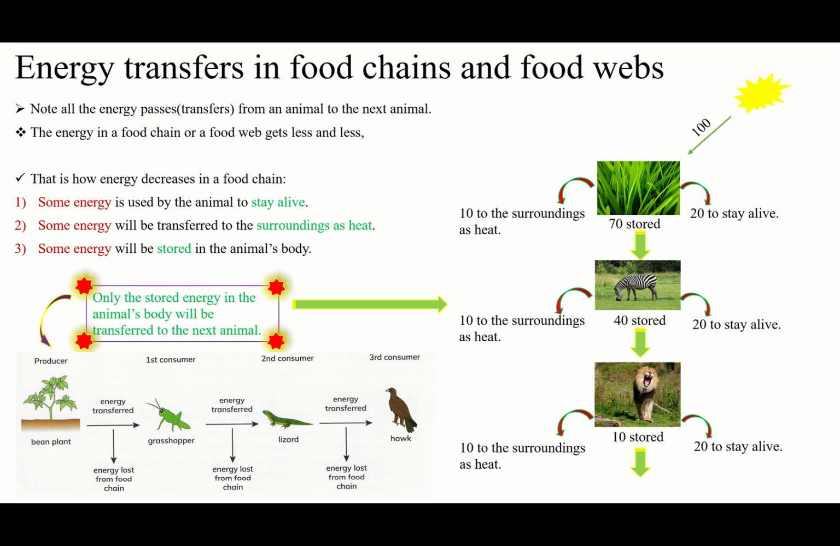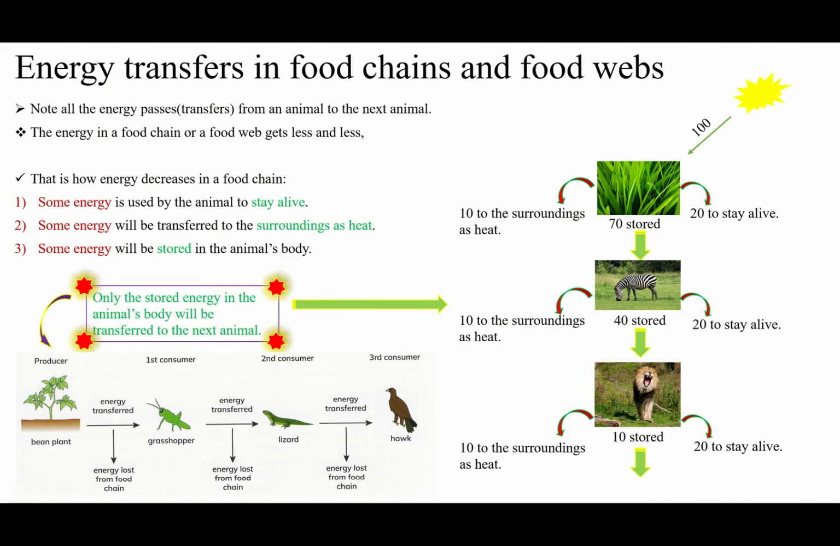You see, continuously, it starts from 100 to 70 to 40, transferring energy. First, 100 transfers from the sun to the grass. Then from the grass to the zebra, only 70 transferred. From the zebra to the lion, only 40 transferred. From the lion to the next one, only 10 will be transferred. You see? That is how energy transfers and how energy decreases, because of use by the living things.